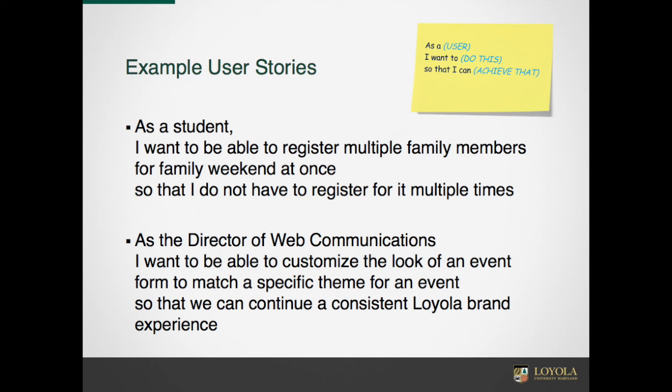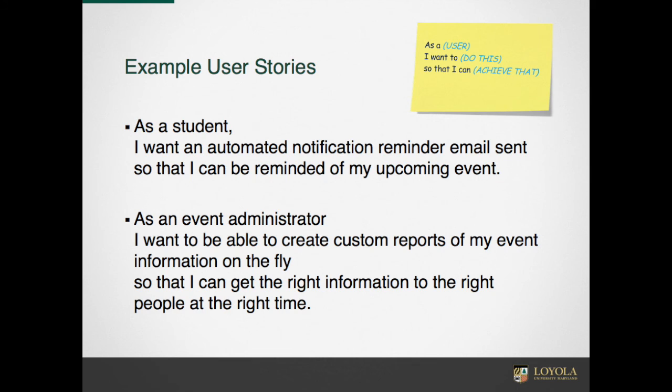So I'll have a few different examples of this just so you can get ideas. As a student, I want to be able to register multiple family members for a family weekend at once so that I do not have to register for it multiple times. As the Director of Web Communications, I want to be able to customize the look of an event form to match a specific theme for an event so that we can continue a consistent Loyola brand experience. As a student, I want an automated notification reminder email sent so that I can be reminded of my upcoming event. As an event administrator, I want to be able to create custom reports of my event information on the fly so that I can get the right information to the right people at the right time.